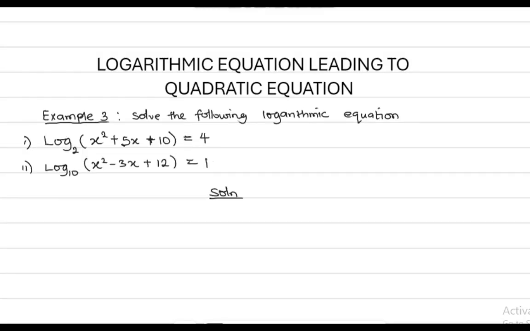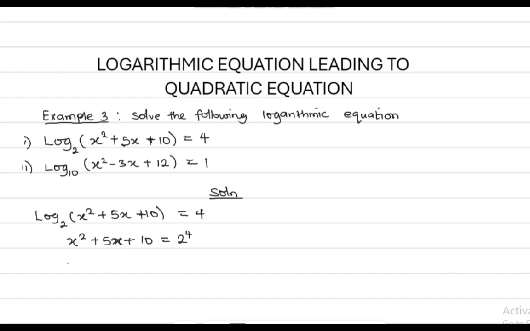So next, we are looking at logarithmic equations leading to quadratic equations. So here we are saying solve the following logarithmic equation: log of x squared plus 5x plus 10 to base 2 equal to 4. The first thing to do is to convert to index form. Right here we would have x squared plus 5x plus 10 being equal to 2 raised to power 4. And 2 raised to power 4 is 16.